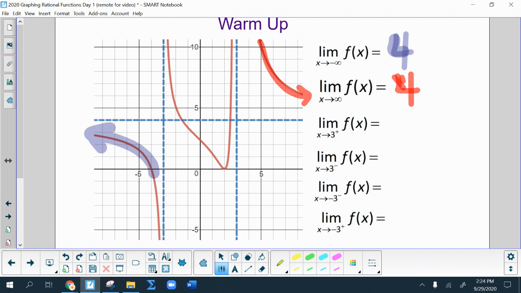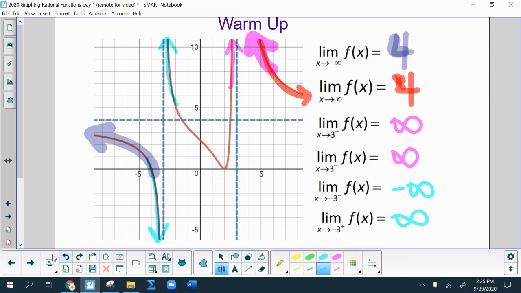Now we have two different vertical asymptotes that we're looking at from the right and the left. As we approach 3 from the right, that's this portion of the graph, and that is going to positive infinity. As we approach 3 from the left, that is this portion of the graph, and that is also positive infinity. As we approach negative 3 from the left, that is this portion of the graph, and that is negative infinity. And as we approach negative 3 from the right, that is that portion of the graph I just highlighted, and that is heading towards positive infinity.